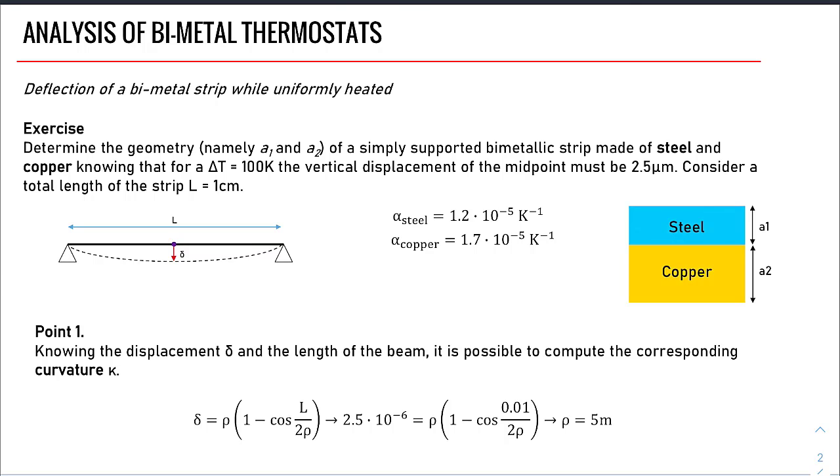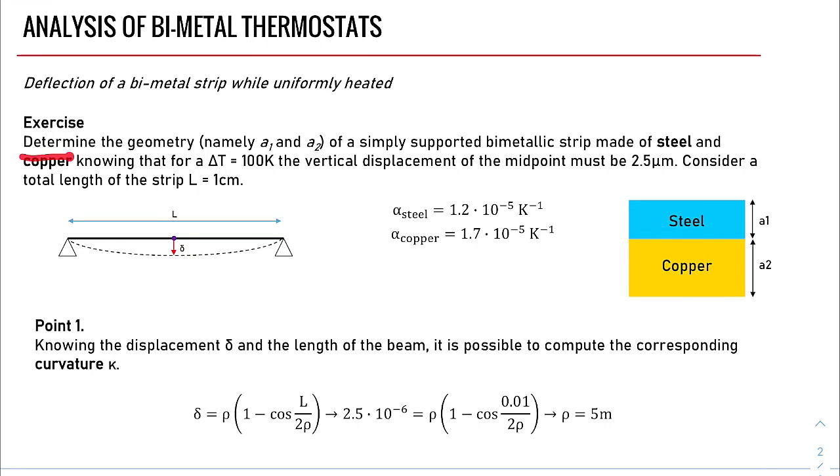Consider now this exercise, but please, since I made up many of these data, please focus more on the procedure rather than on the result that we will obtain. So we have to determine the geometry, namely A1 and A2, of a simply supported bimetallic strip made of steel and copper. We know that for a delta temperature of 100 Kelvin degrees, the vertical displacement of the midpoint must be 2.5 micrometers. We also know the total length of the strip, that is 1 centimeter. Now, these data that are present here were arbitrarily chosen by me. These instead are actual physical values.